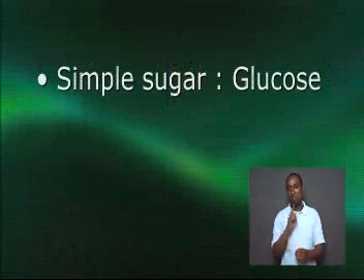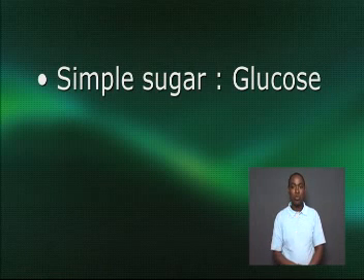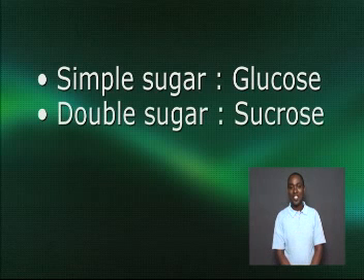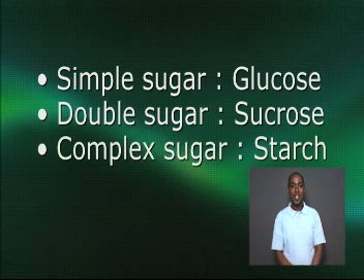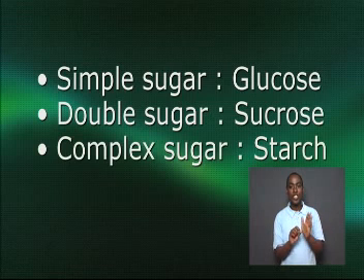Time's up. Let's get back to our lesson. Hello, class. I am sure that activity was straightforward. If you said that glucose is an example of a simple sugar, sucrose is an example of a double sugar, and starch is an example of a complex sugar, then you are correct. Great work.